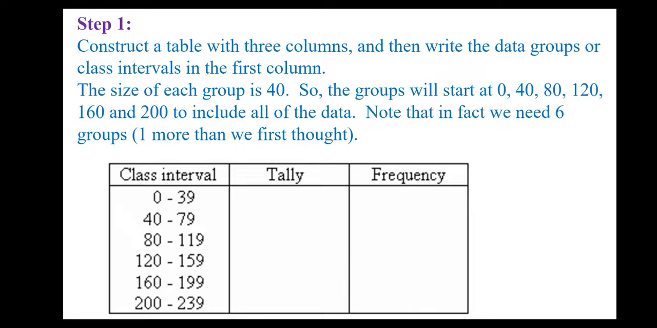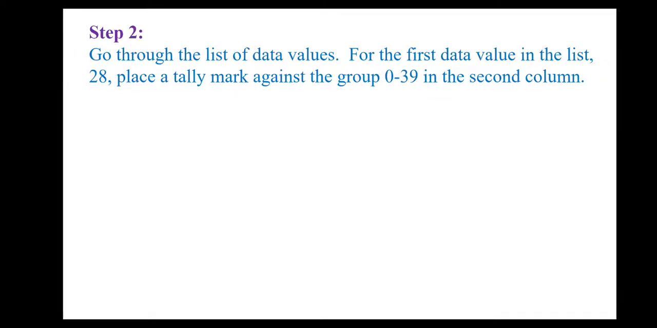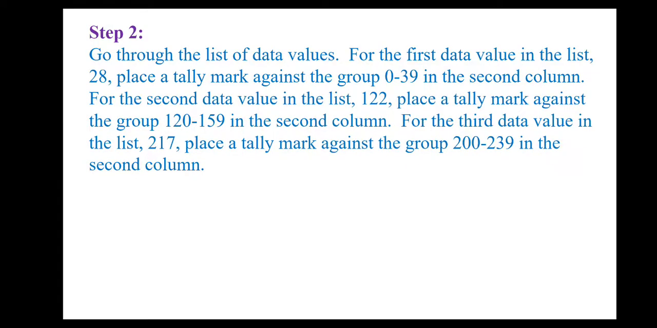So it is an inclusive class interval. Step 2: Go through the list of data values. For the first data value in the list, 28, it lies between 0 to 39, so you have to put a mark in the second column. Then the second value is 122. It lies between 120 to 159, so we put a tally mark in the second column against 120 to 159.